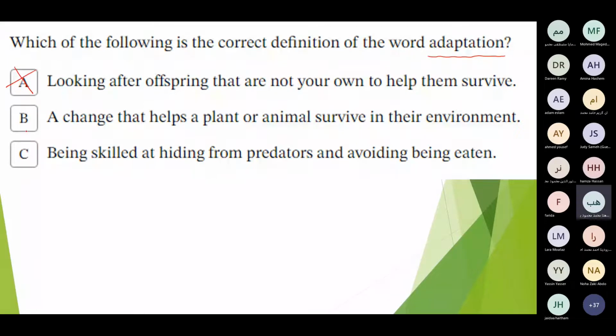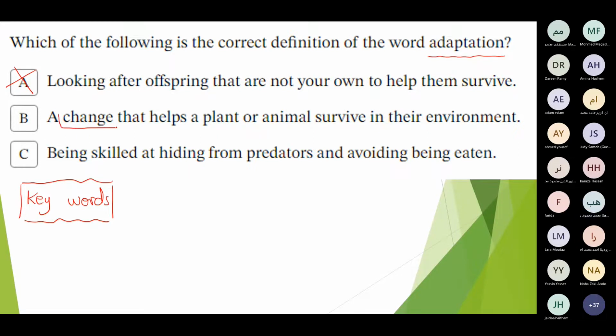A change that helps a plant or animal survive in their environment. There are some very important words here in this one. Keywords, يعني ايه key words؟ يعني كلمات مهمة جدا بتفهمنا، تمام، ان احنا ماشيين في الاتجاه الصحيح. يبقى what is the key word, the first key word in B؟ في كلمة مهمة هنا قوي، كلمتين الحقيقة. أول واحدة ايه بقى؟ What do you think? Change.